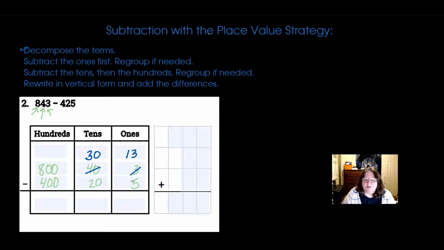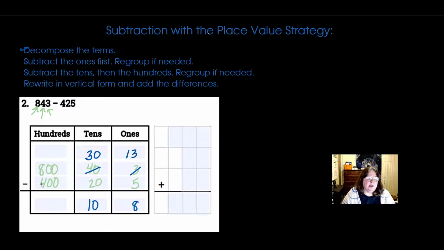I can subtract 5 from 13. If you know it off the top of your head, great. If you don't, let's count up. 5, 6, 7, 8, 9, 10, 11, 12, 13. 8. I can subtract 20 from 30 if I have 3 10s: 10, 20, 30, and I'm taking 2 10s away. I just have 10 left. And I can also do it 0 minus 0 is 0, 3 minus 2 is 1.